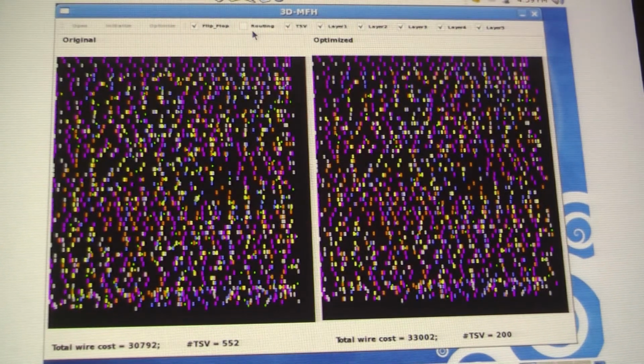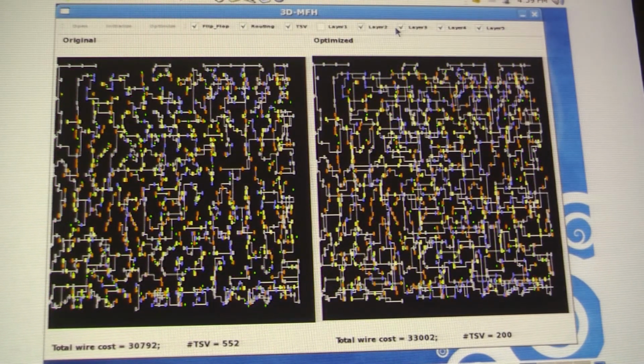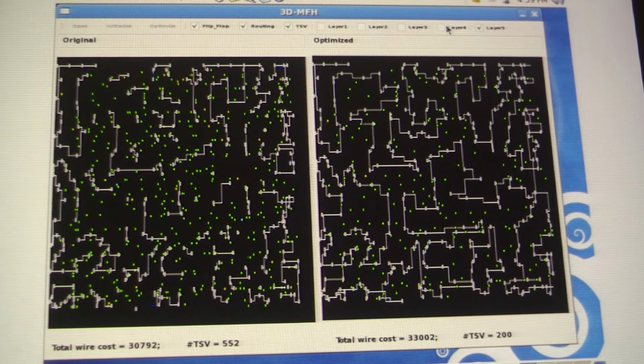Second, show the structure of a certain layer. Third, show only the TSVs.